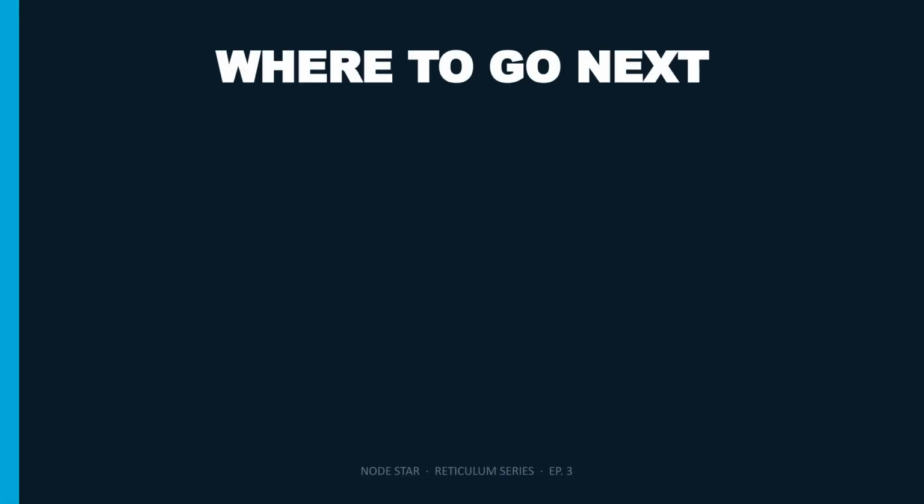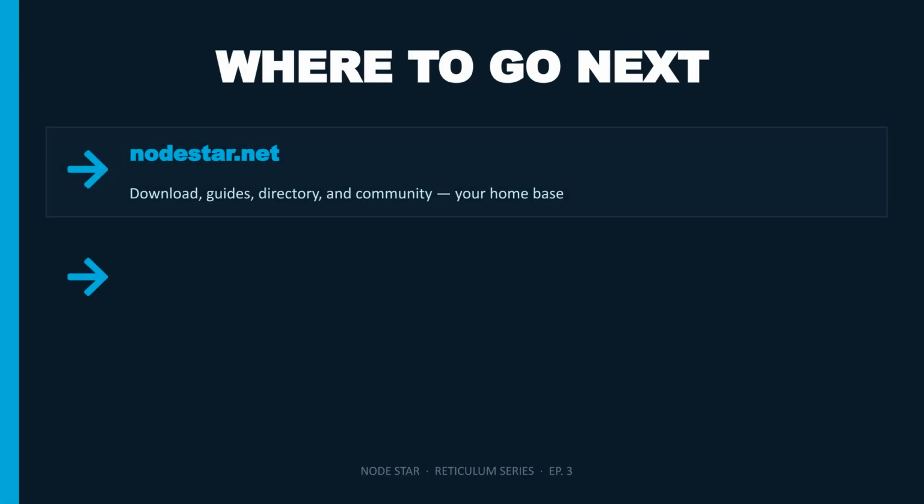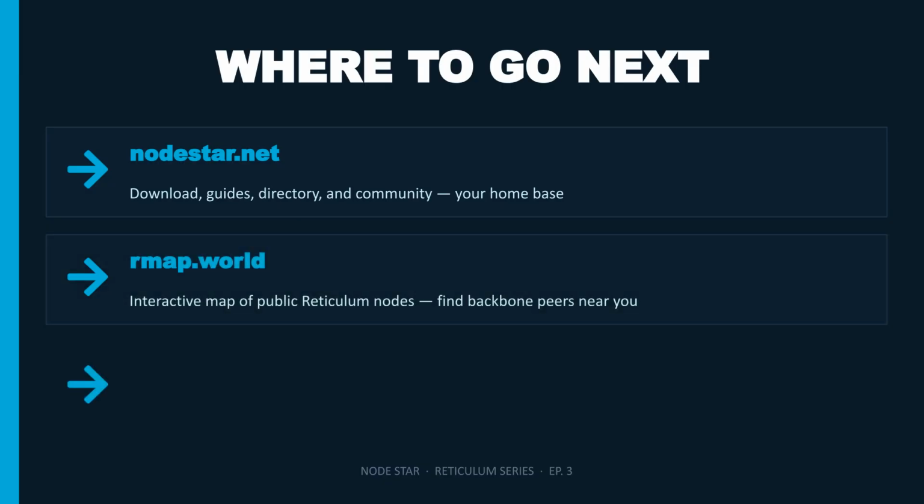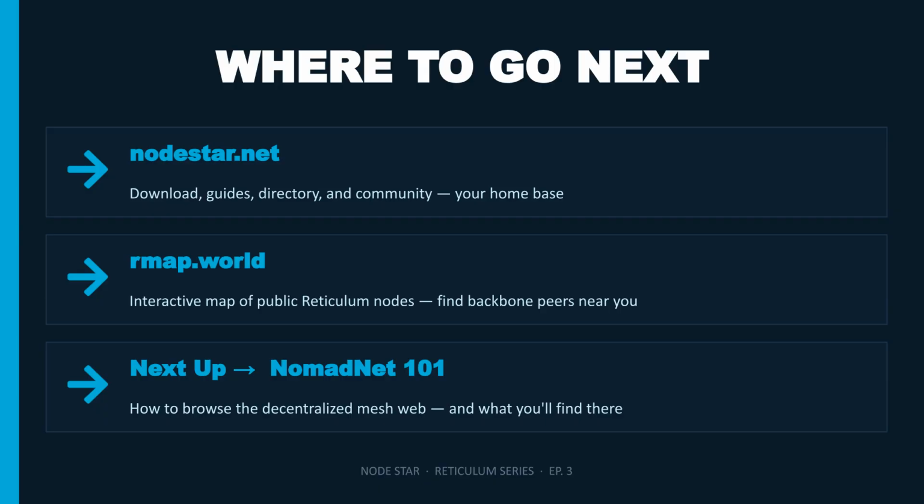For further information, visit nodestar.net for downloads and guides, or rmap.world to find backbone peers. Up next, we'll cover NOMADNet 101, how to browse the decentralized mesh web.